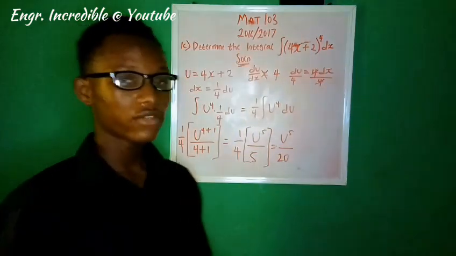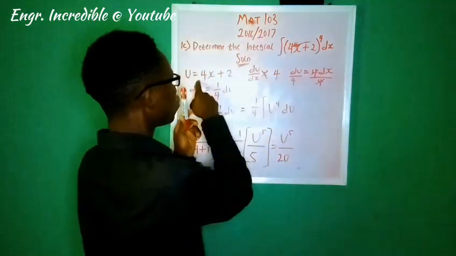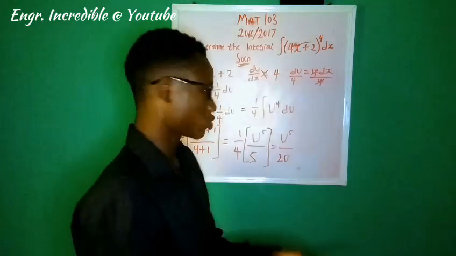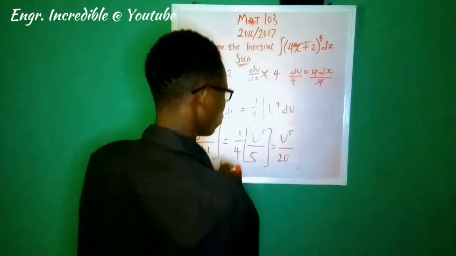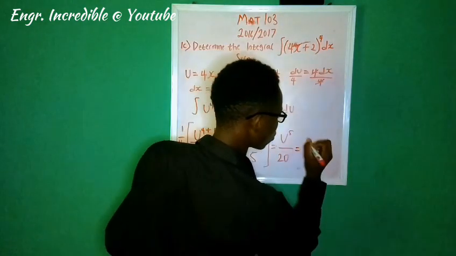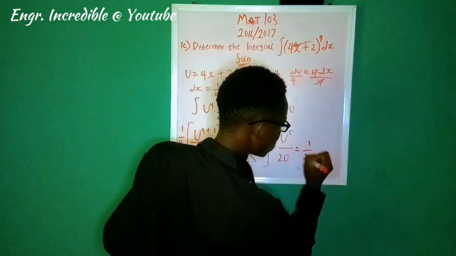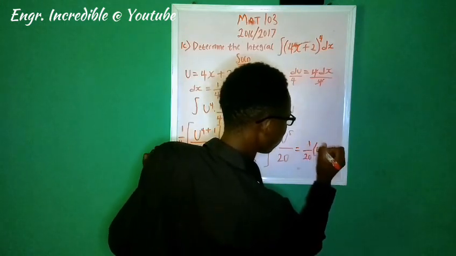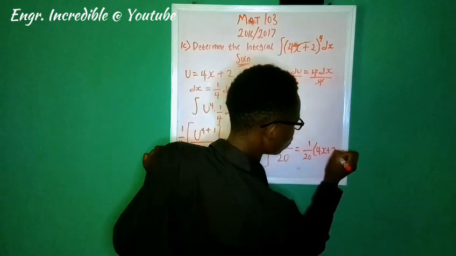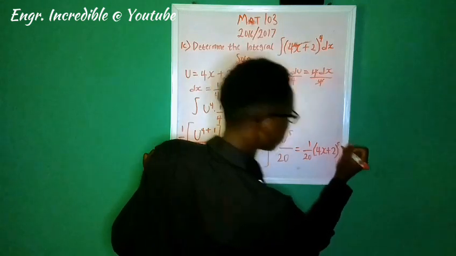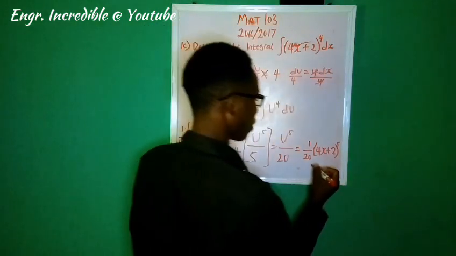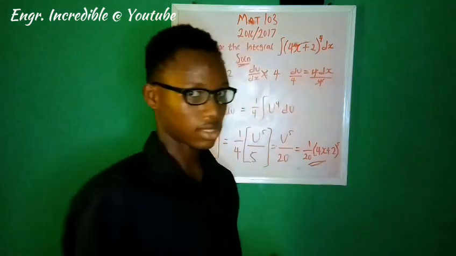Now, what is the value for u? We have written our u as 4x plus 2, so we'll bring it back to 4x plus 2. So now this final answer is equal to 1 over 20 times 4x plus 2 raised to power 5. Now this is our final answer.